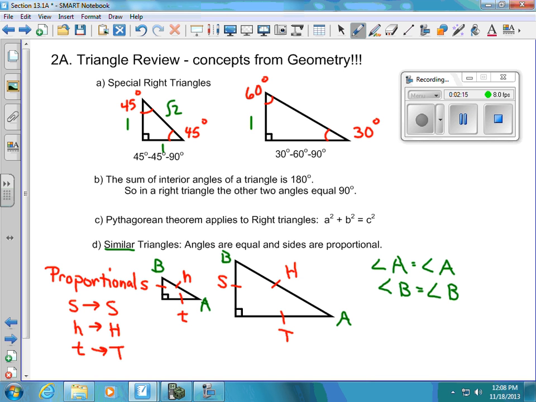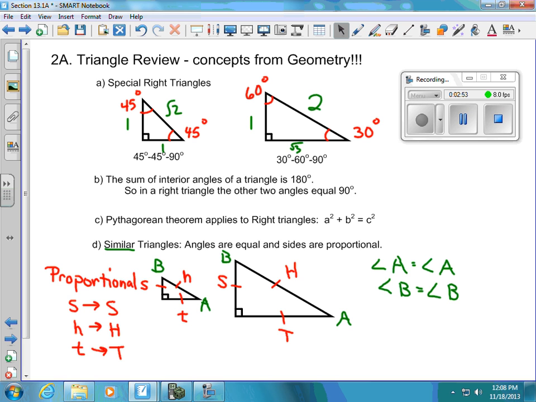30-60-90, if we let the side across from 30 be 1, hypotenuse is then 2, and this other leg is the square root of 3. So these triangles will have this type of relationship, and it lets us solve for different angles as well. So it lets us find the ratios of sine, cosine, and tangent rather easily if we know these special triangle relationships. Another thing that we learned in geometry is the sum of the interior angles of the triangle is 180 degrees. So in the right triangle, the other two angles must add up to 90.